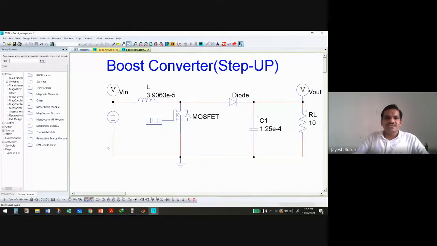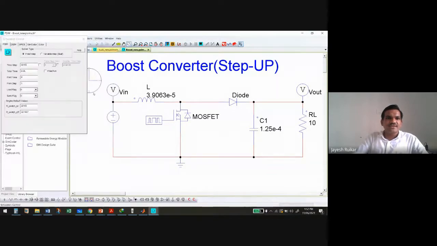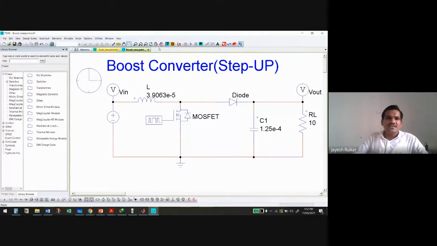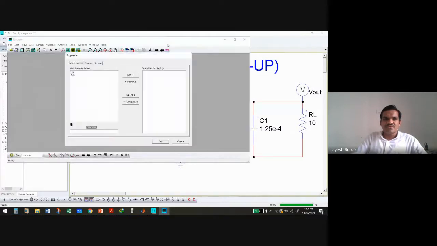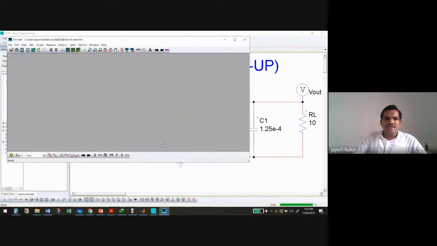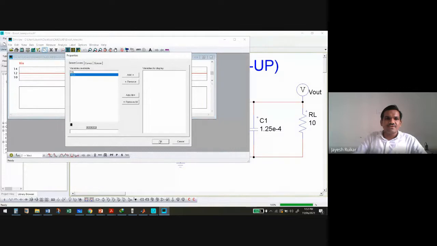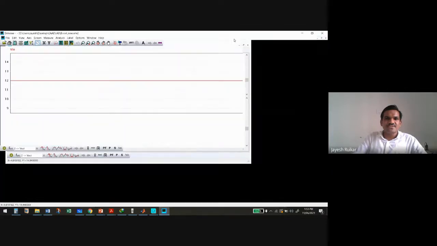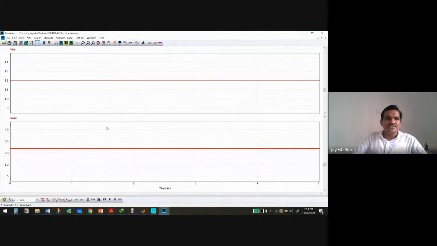I've given the name to this and will simulate. Yes, I'm adding the simulate control block. Let us make it run for 5 seconds, and then you can run this. For Vin I will add, then Vout I will add, and then maximize this window. And of course, you can add an auto measure block. You can see that the measurement block I have added.